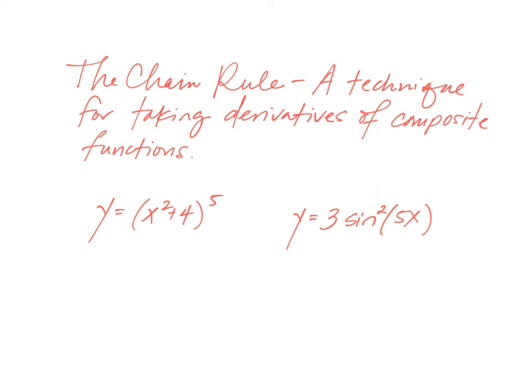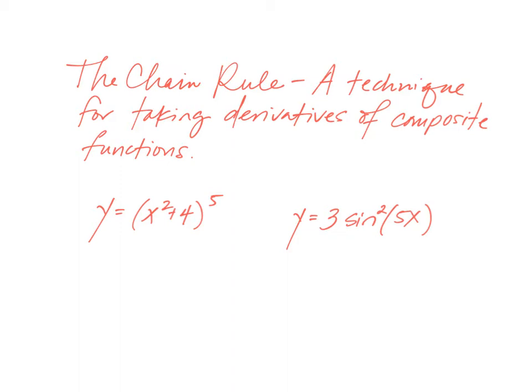Today I'd like to introduce you to the chain rule. The chain rule, as it says above, is a technique for taking derivatives of composite functions. Remember, composite functions are functions that have multiple levels, and we take the derivative of these composite functions by first identifying the different levels and then taking the derivative of each piece separately.